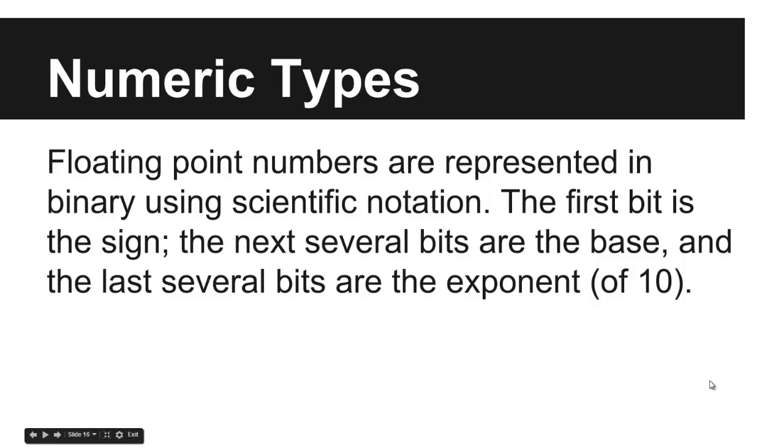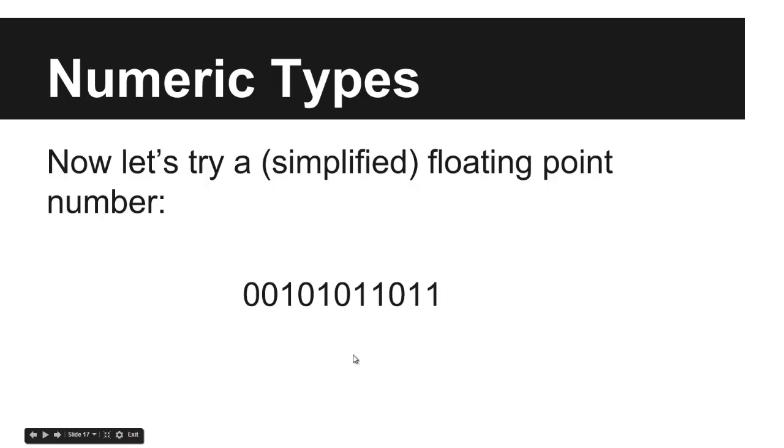Floating point numbers are represented using scientific notation. I'm going to show you a really simple, overly simplified version of how this works. So the first bit is still the sign. The next couple of bits are the significand. That's the number that we're multiplying by some exponent of 10. And then the last several bits are that exponent of 10. So here's a really simple floating point number. We've got this 0, 0, 1, 0, 1, 0, 1, 1, 0, 1, 1.